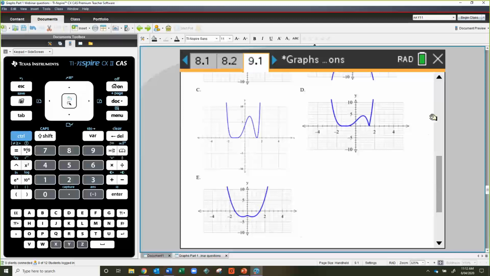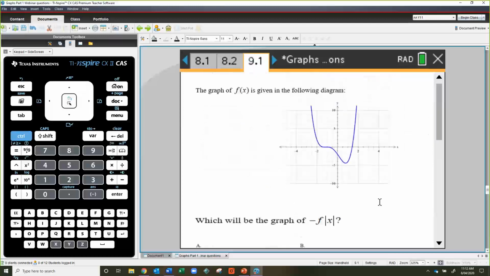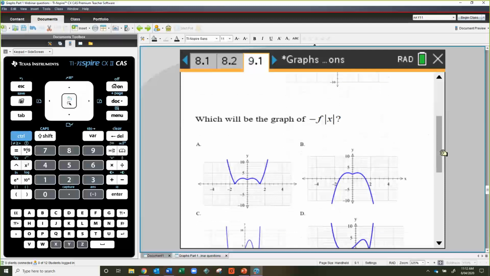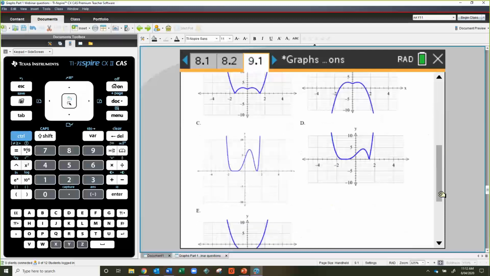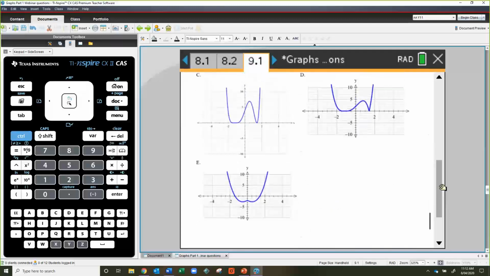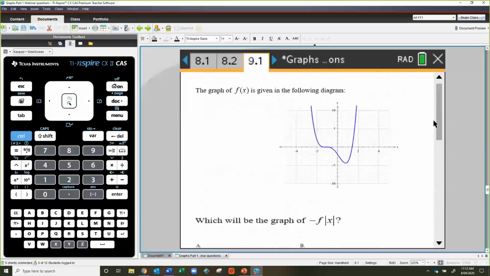That brings us to the multiple choice question. The graph of f in x is given in the following diagram, which will be the graph of negative f in modulus x, and we have 5 options. We don't have the equation, and fiddling with trying to match something similar is probably not worth it, so it is better to have a good understanding.